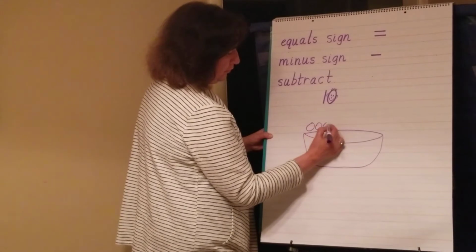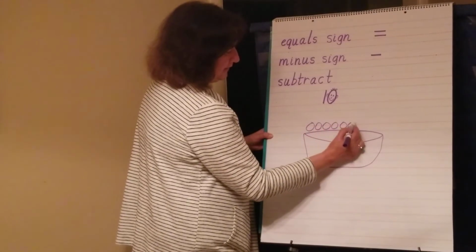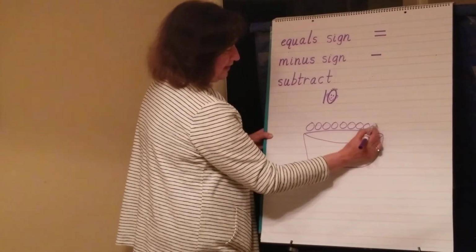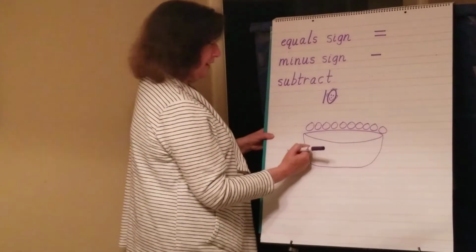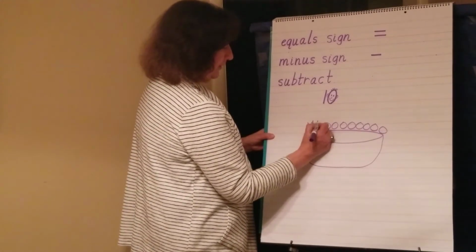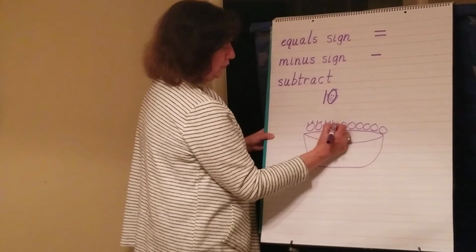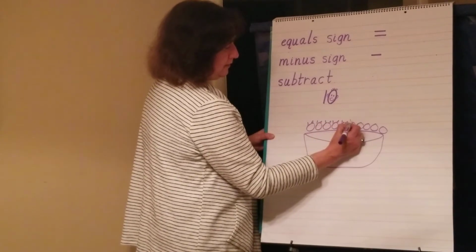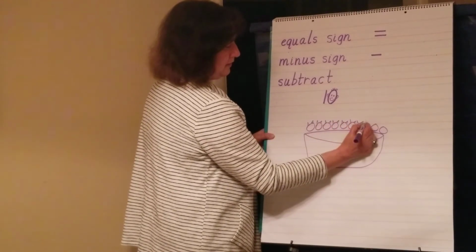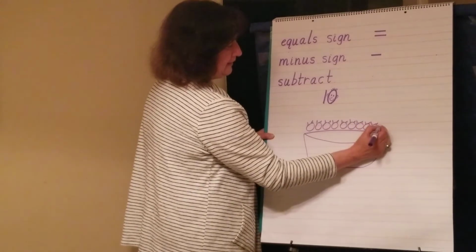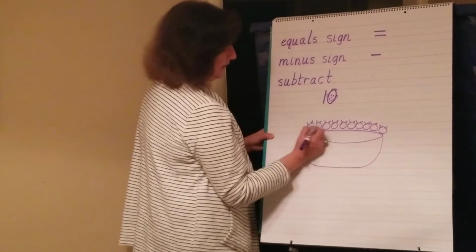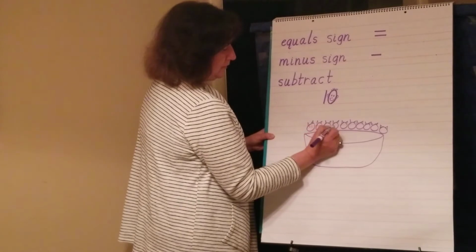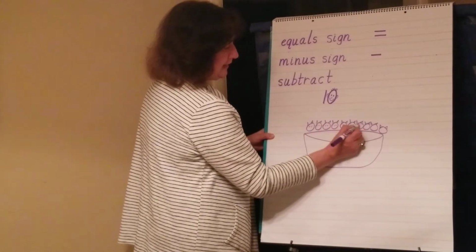1, 2, 3, 4, 5, 6, 7, 8, 9, 10. My gosh, it's very crowded in there. And we'll put their little ears on there. I'm going to do a quick sketch. You know I love kittens. I'd like to have 10 little kittens. Okay, so we've got our 10 kittens in the basket.